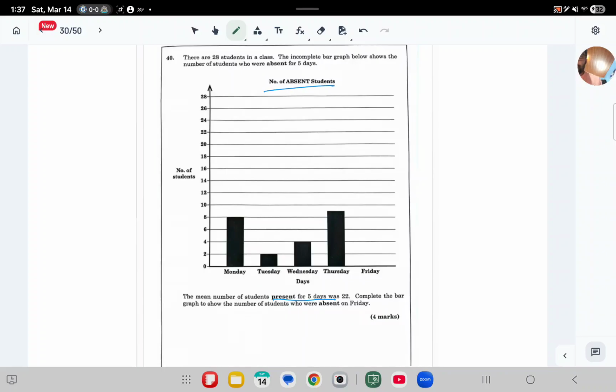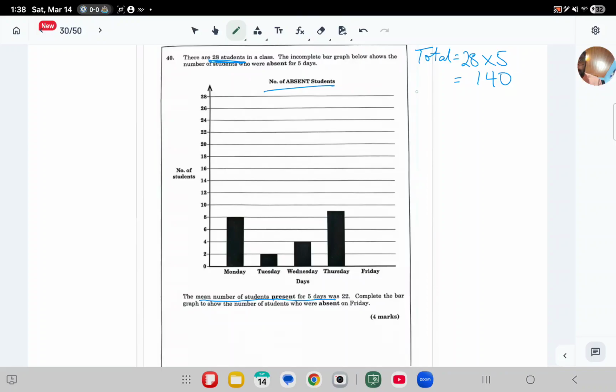Here is absent. So first let's calculate the total number of children that would be present if all of them had come to school. So that will be the 28, which is the total students, multiplied by the 5 days, and that will give us 140. So it's supposed to have an attendance of 140 over the 5 days. All right, each day is 20, 20, 20, 20, like that. But they said the average present was only 22.